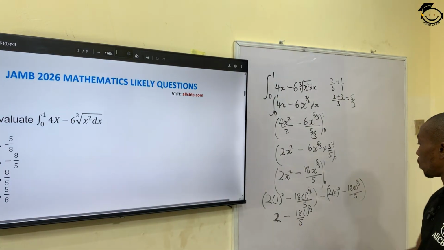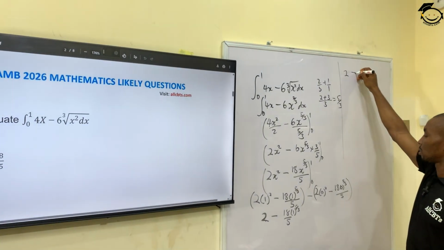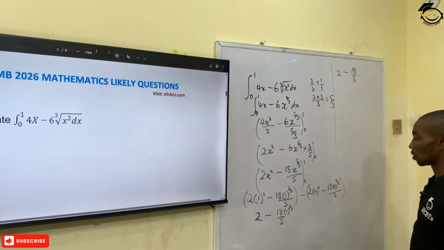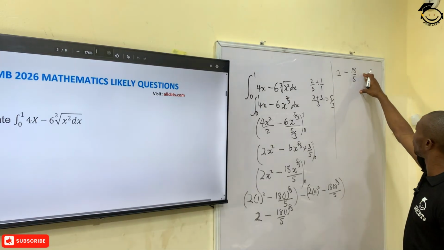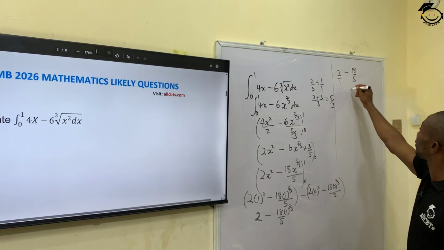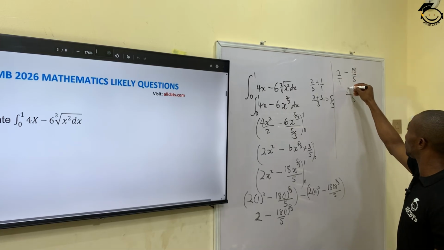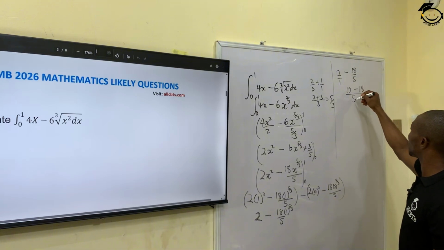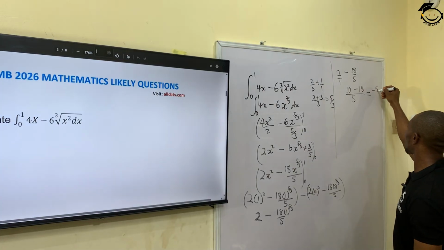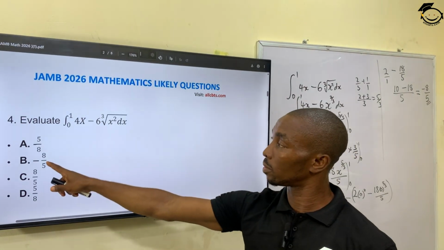All right, from here we would have it as 2 minus 18 over 5, because 1 raised to the power 5 over 3 will still give us 1. So this will give us 2 minus 18 over 5, so 2 over 1 minus 18 over 5. Now subtracting this, our LCM will become 5. 1 into 5, 5. 5 times 2, 10. 10 minus 18. 5 into 5, 1. 1 times 18, 18. So 10 minus 18 will give us minus 8 over 5. So that's the answer, minus 8 over 5, which is B.